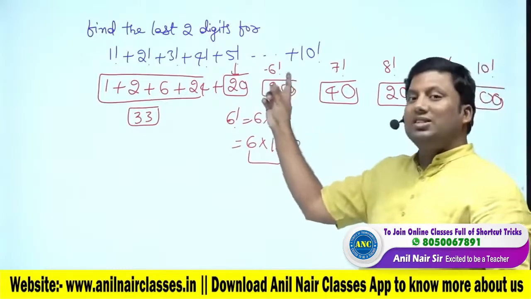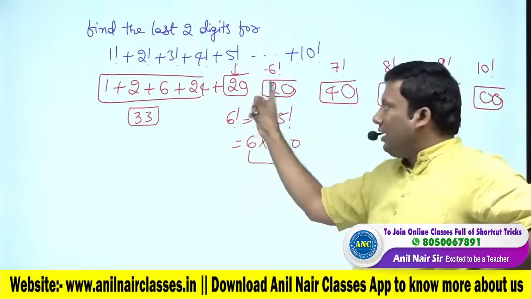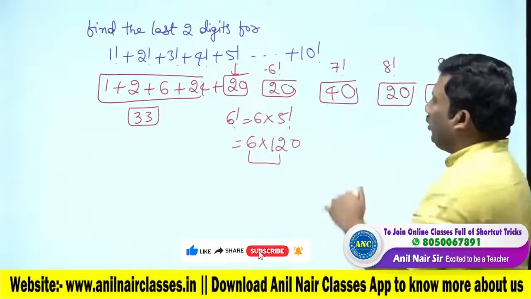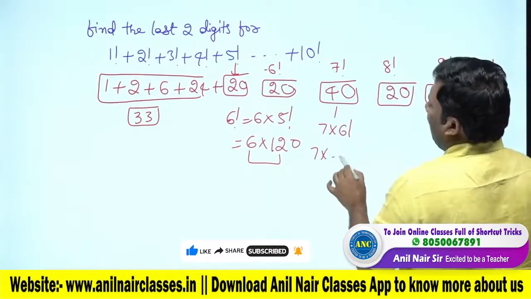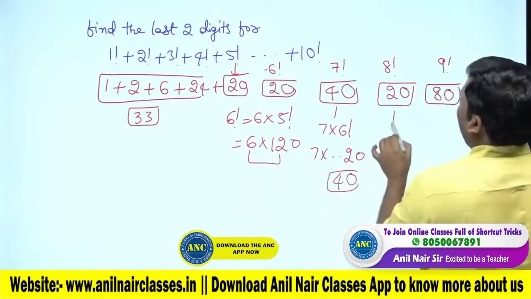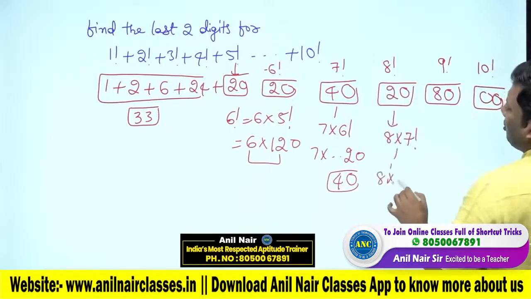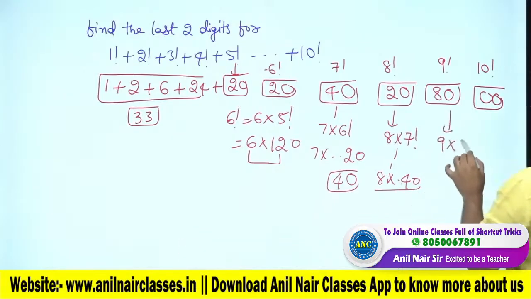6 factorial is 6 into 5 factorial. So 5 factorial is 120. 6 zeros are 0. 6 twos are 12. 7 factorial is 7 into 6 factorial. 6 factorial last 2 digits is 20. 2 sevens are 14. 8 factorial is 8 into 7 factorial. 8 into last 2 digits, it is 40. 9 factorial, 9 into 8 factorial. 9 into 20. Are you all with me?